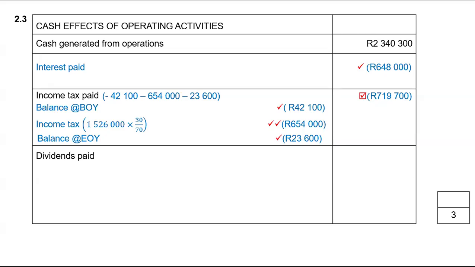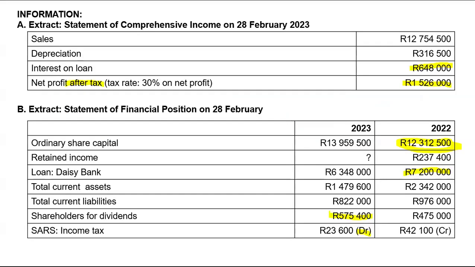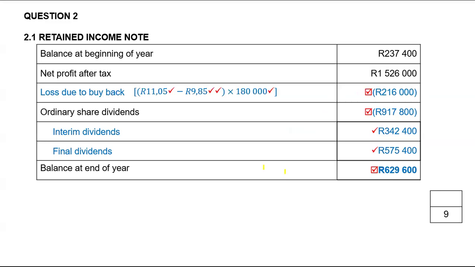Easy, right? Dividends paid. With dividends paid, oh, that is awesome, though. I will use a method that I prefer. I realize that I have final dividends for last year, and I've just calculated my interim dividends. So dividends paid is last year's final plus this year's interim.